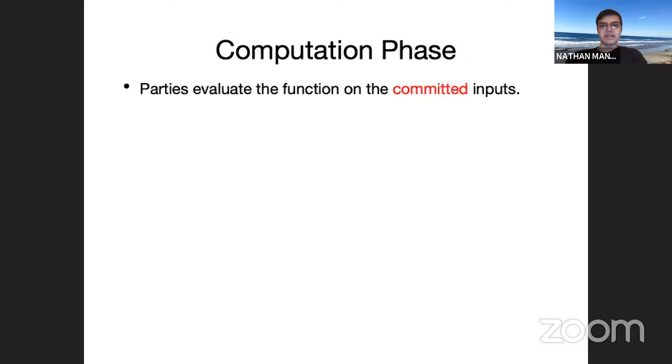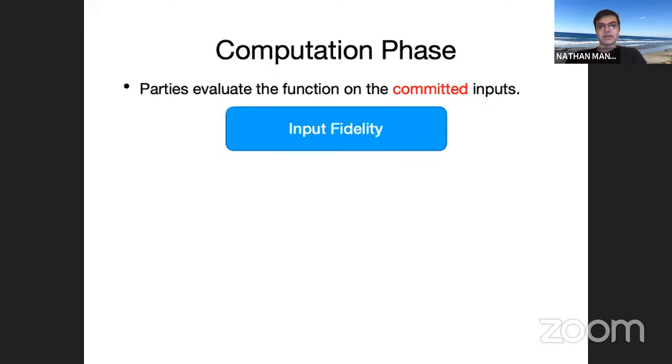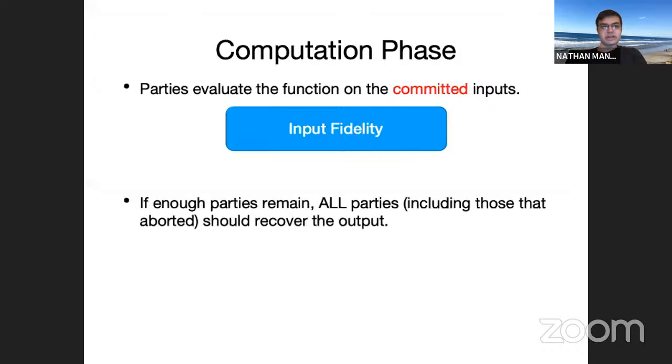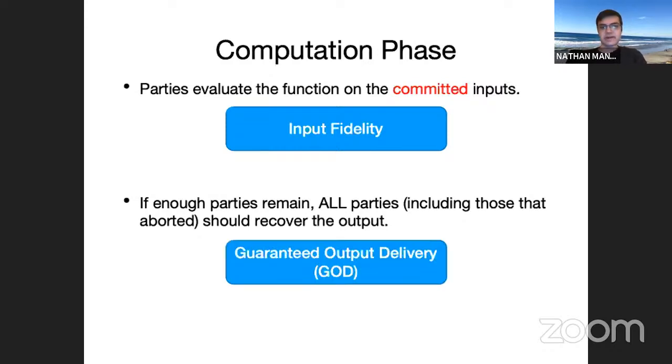In the computation phase, these rounds of the protocol, the parties will evaluate the function on the inputs that have been committed. So even if a party aborts during the computation phase, we still will evaluate the function on the input that it committed if it completed the input commitment phase. We call this property input fidelity in our paper. And then we also want, if enough parties remain at the end, that is, a certain number of parties at least completed the protocol without aborting, all parties, including those that aborted, should recover the output. This is guaranteed output delivery, or GOD.